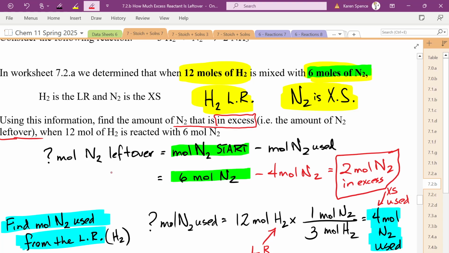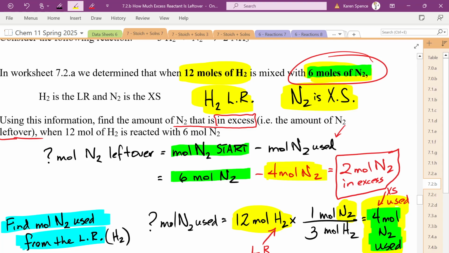So in order to solve this problem, I needed the moles of N2 at the start, which I was given. But I also needed the moles of N2 used, which I needed to calculate. So I used my limiting reactant and converted it into my excess reactant, and that gave us how much of the N2 was used. That was 4 moles of N2 used to react with the 12 moles of H2, our limiting reactant. And then 6 was how much we started with, 4 was how much we used, so we have 2 moles of N2 in excess. Is that good?